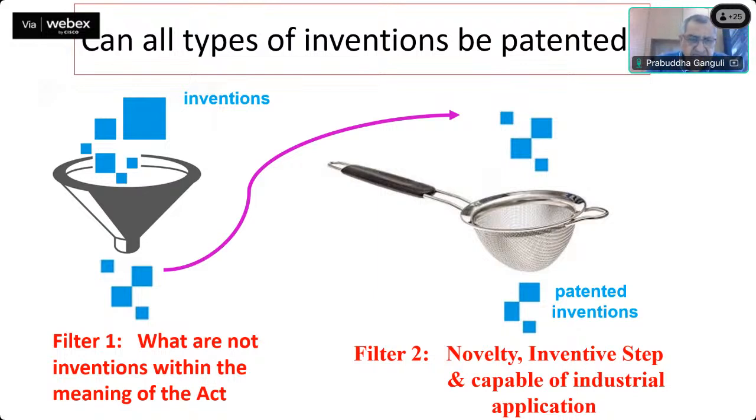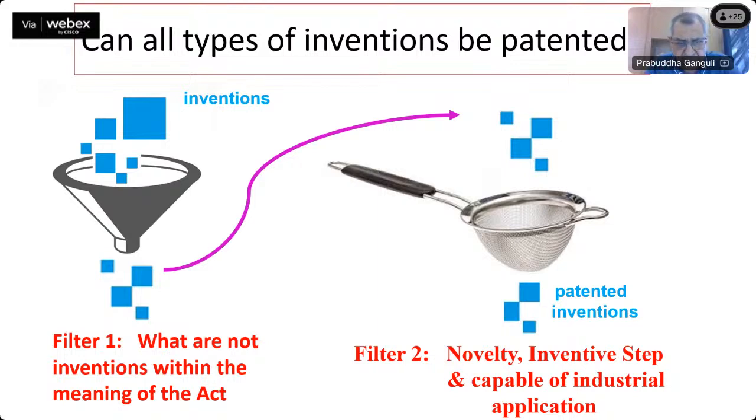Now, if it survives filter number 1, only then it will go into filter number 2. So if your invention got stuck in filter number 1, like in my diagram, I've got this 1, 2, 3, 4, 5, 6. 6 inventions got into this filter 1, and 4 inventions came out. So the 2 which got stuck in this filter fell in that list. And if it fell in that list, then you will not get a patent for those. Why? Because those 2 inventions were not considered to be inventions within the meaning of the act.